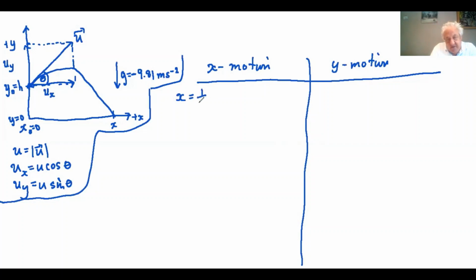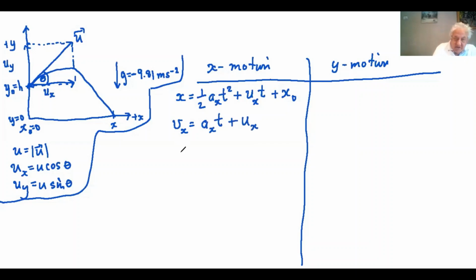x equals a half, acceleration in the x direction, initial velocity in the x direction. I'll use u for the initial velocities and v for the final velocities, and the initial position. My final velocity in the x direction is equal to a_x t plus my initial velocity in the x direction.